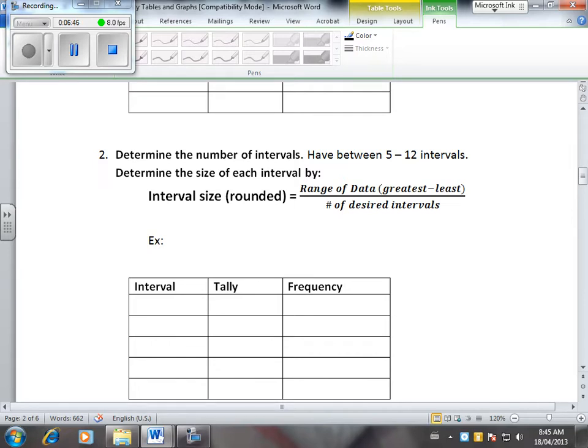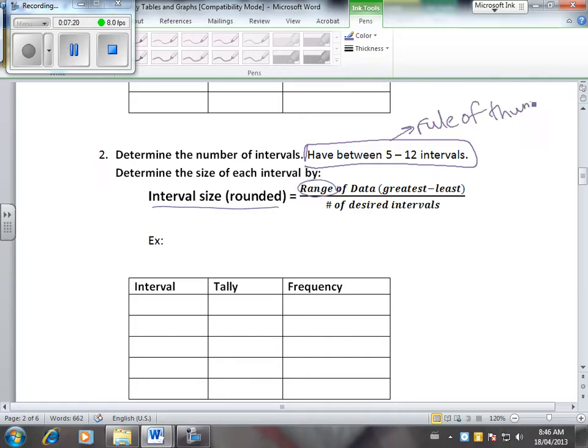So it's not just some guess, you get to use a formula. And what it is: interval size, and we round it up to a whole number. Range of data, so we learned how to do that. This is the exact same thing that we did in the first section of the notes. So we take the greatest minus the least, and then we divide by the number of intervals. So say we chose 10 intervals. We take our range, divide by 10. Okay, and this here, like I was talking about before, this is our rule of thumb.